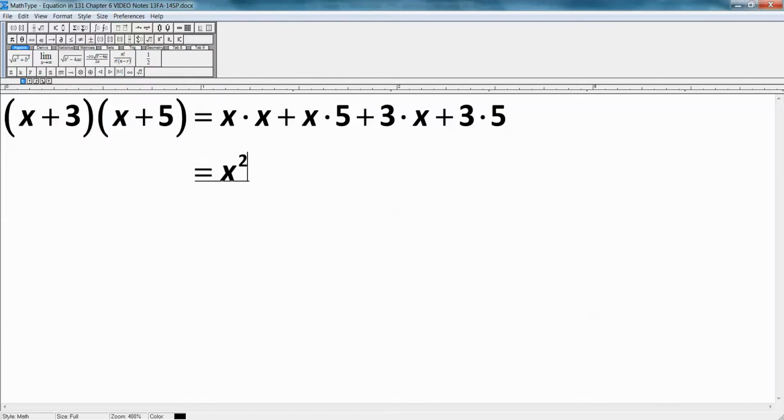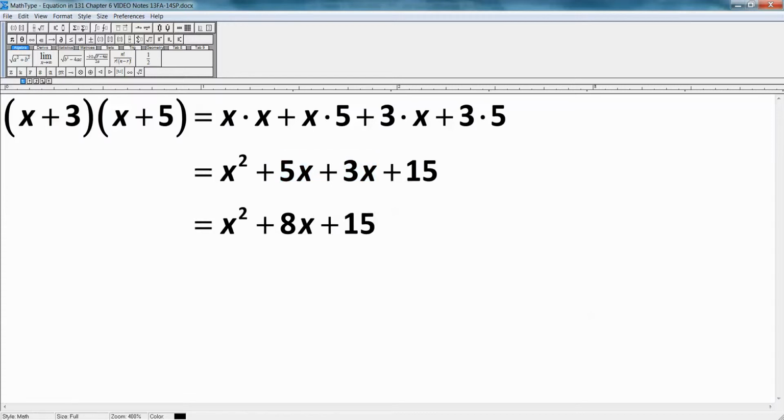x times x is x squared, plus a 5x plus a 3x, because standard notation is to write those with the numbers in front. And then those 2 middle terms right here can get combined. So that's plus 8x plus 15.